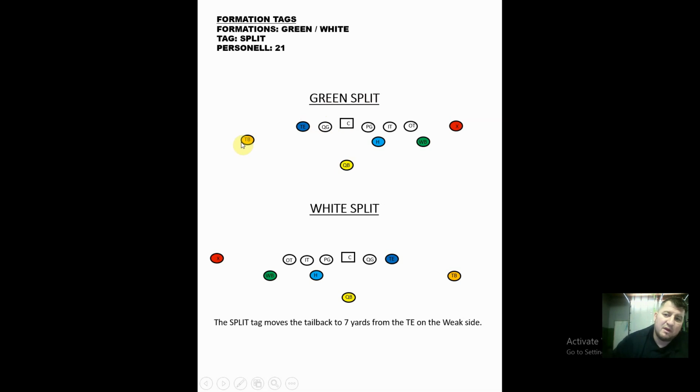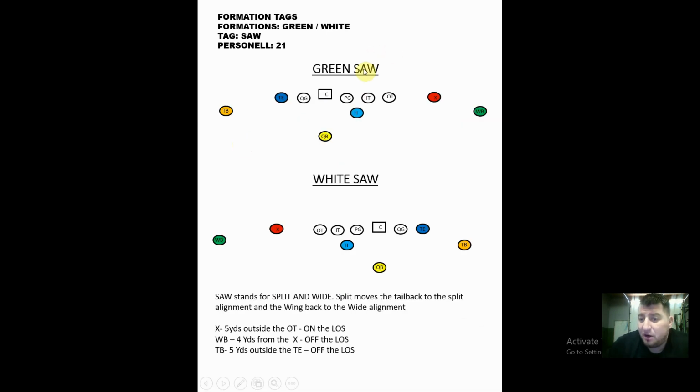Next tag, here's SAW. SAW stands for split and wide. This particular tag talks to two individuals: it talks to the tailback and to the wingback over here. It tells the tailback to align split, as a split tag. And then the wide call talks to the wingback and tells him to align outside of the X. So those are examples of our formation tags. And there's a few more. There's not a huge abundance, but there are a few more that allow us to do more things out of our formations.